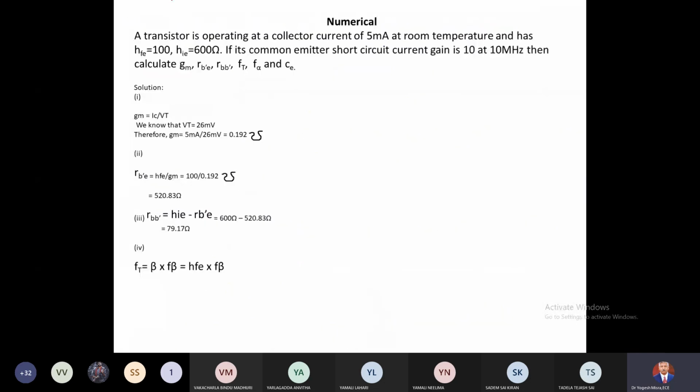So now based on this, there is one numerical. Suppose a transistor is operating at a collector current IC of 5 milliampere at room temperature and has HFE 100, HIE 600 ohm. If its common emitter short circuit current gain is 10 at 10 megahertz, which is the frequency of operation, then calculate GM, RB dash E, RBB dash, FT, F alpha, and CE.